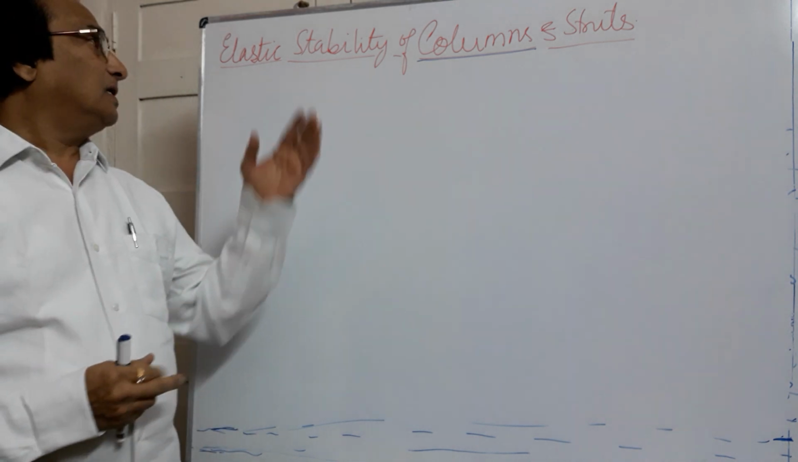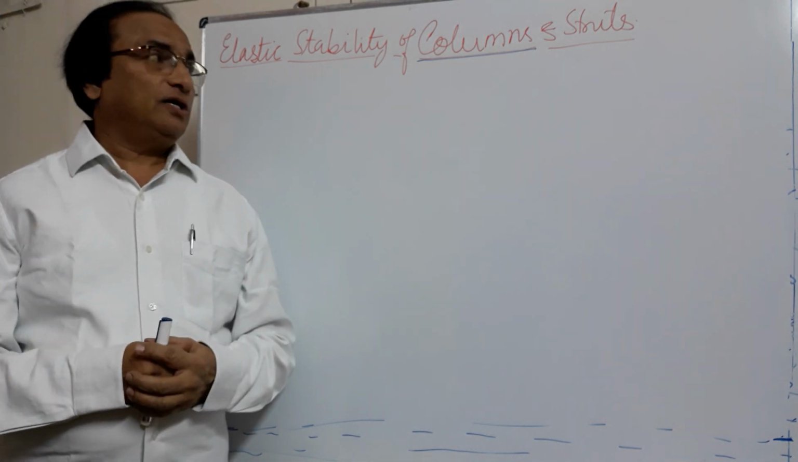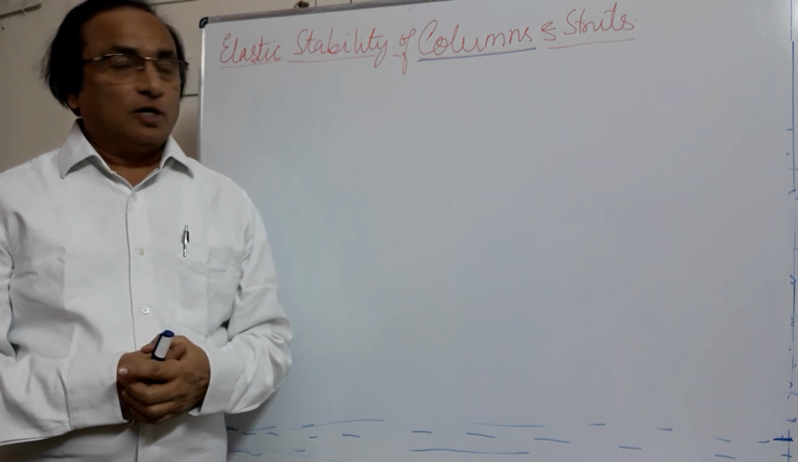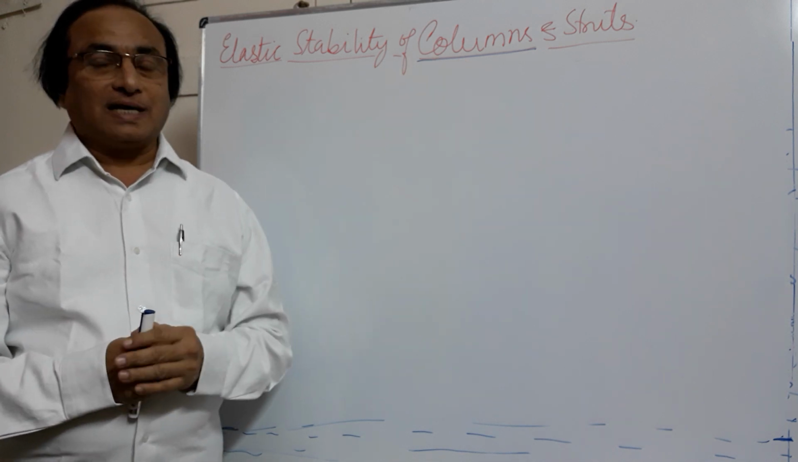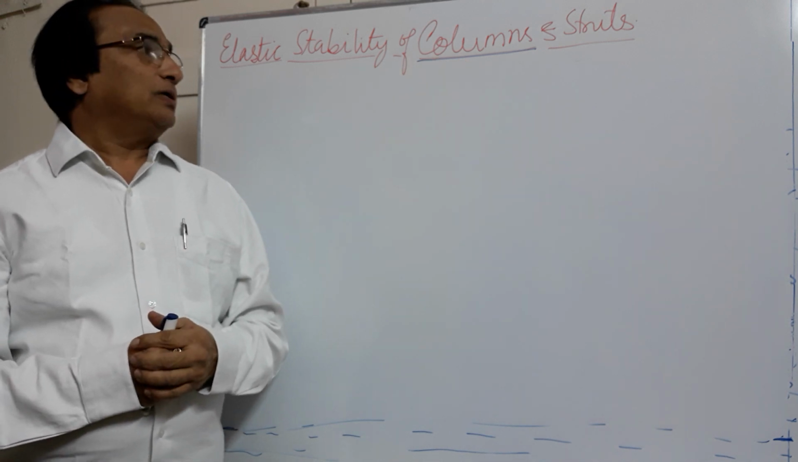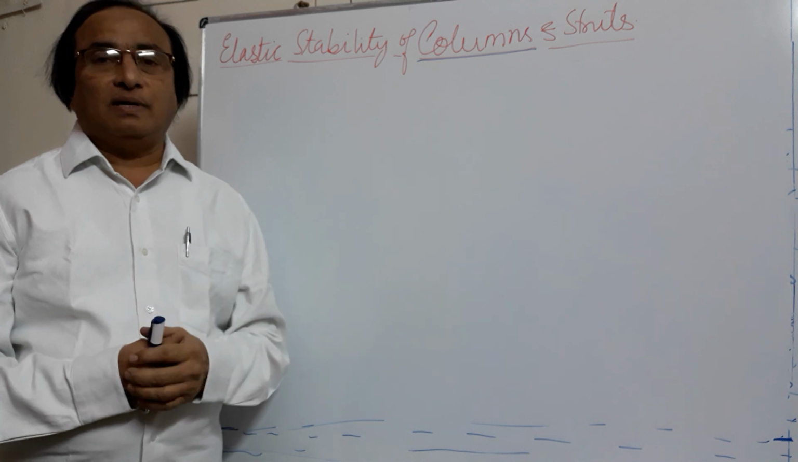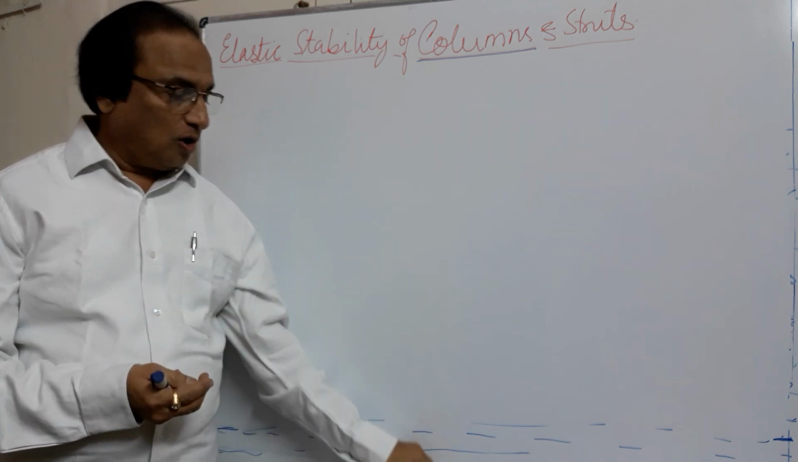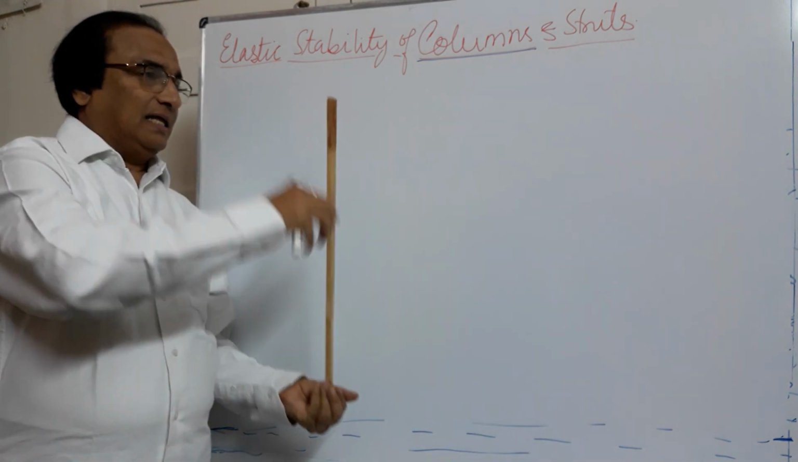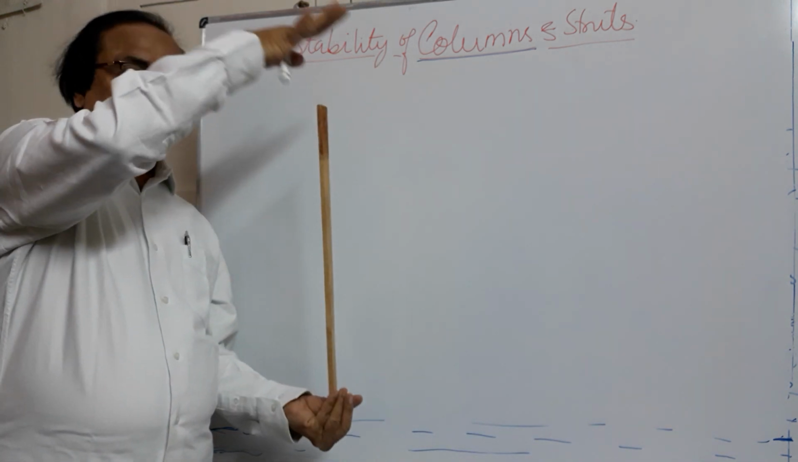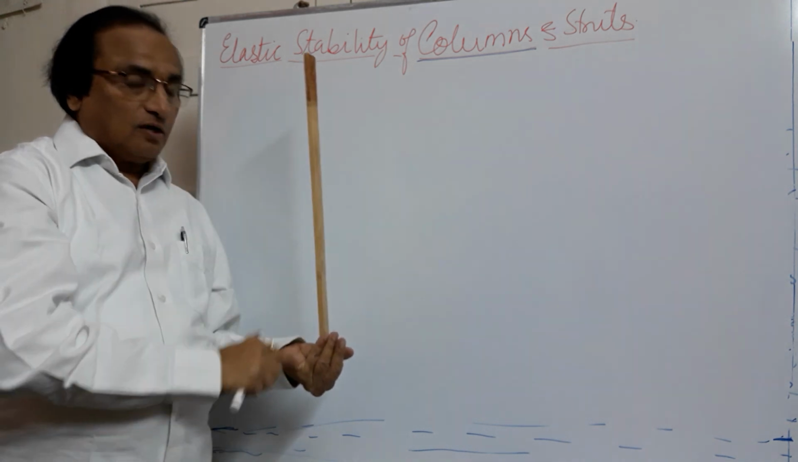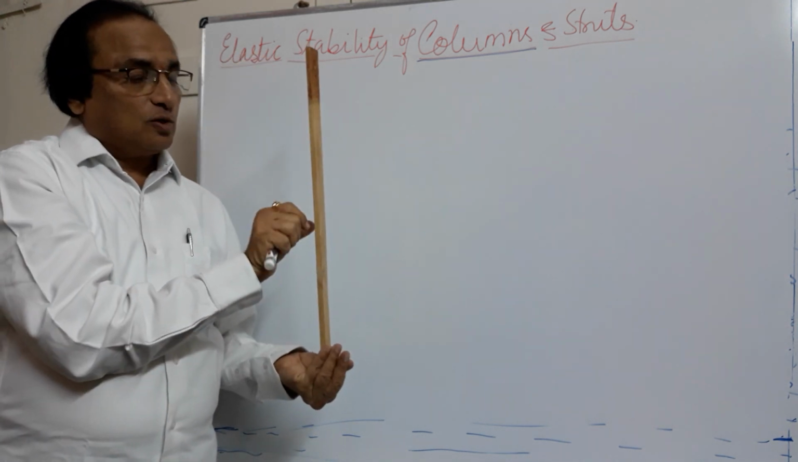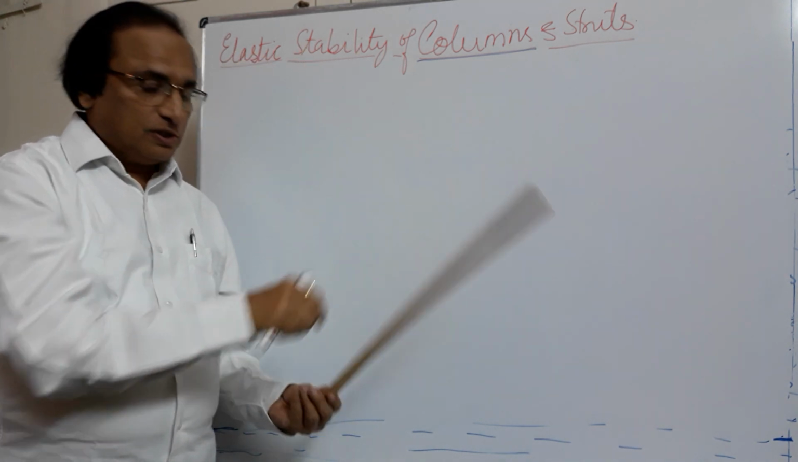Today we will deal with the topic on elastic stability of columns and struts. So we are handling here columns, their analysis and designing. Columns are nothing but the vertical members of a building which are subjected to compressive load. Columns are always vertical like this and they will be taking the load, so they are subjected to compressive force. The length of the column is very large compared to the lateral dimension. So this is a column.